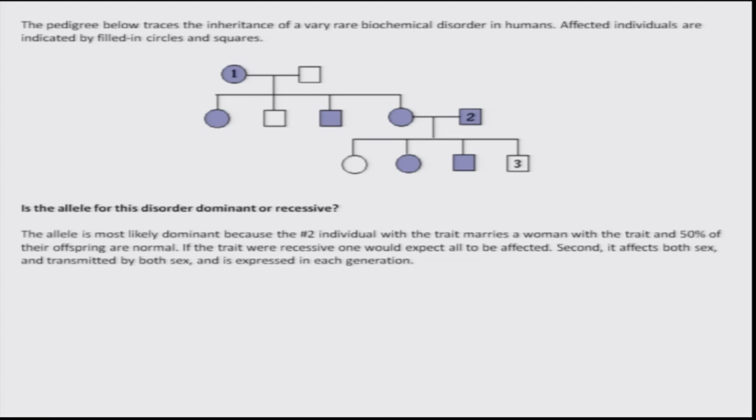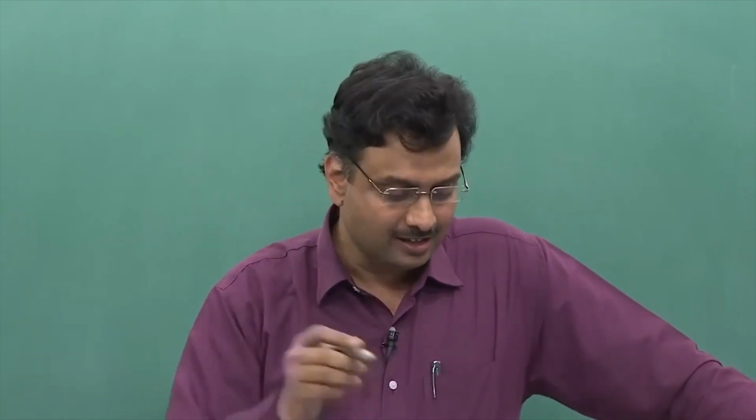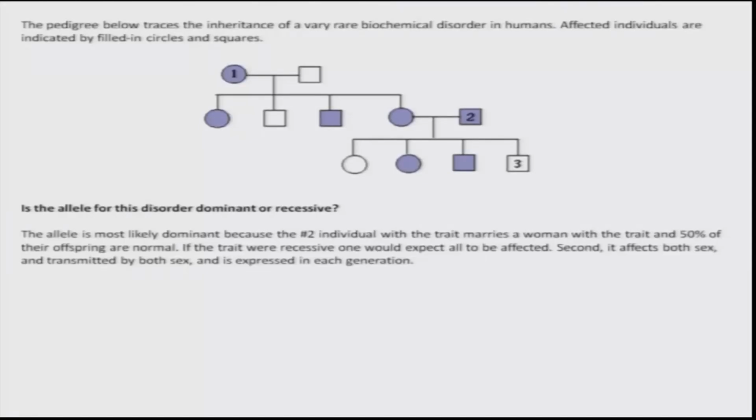It is very easy because we have discussed already that if a phenotype affects both male and female and is transmitted by both male and female, and if one of the parents is affected, it is likely that it is an autosomal dominant disorder. So, the allele is most likely dominant because if you look here, for example, you would find one of the parents affected, and likewise anywhere that you go. So, this is obviously an autosomal dominant disorder.